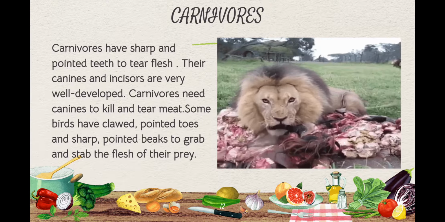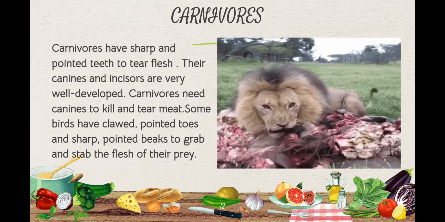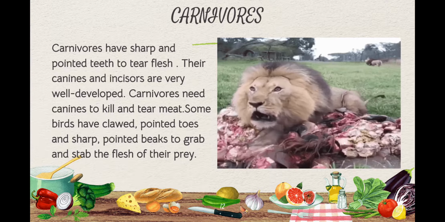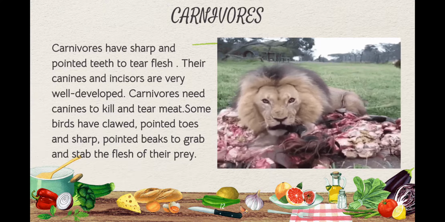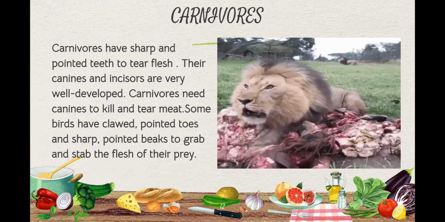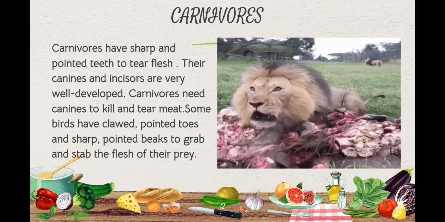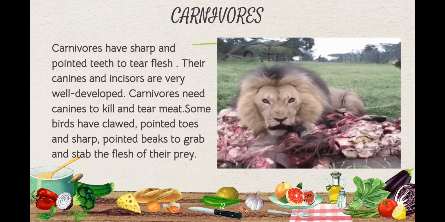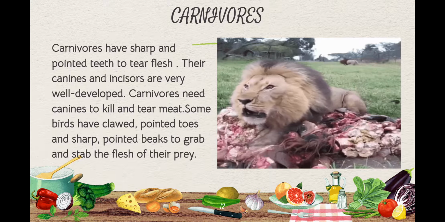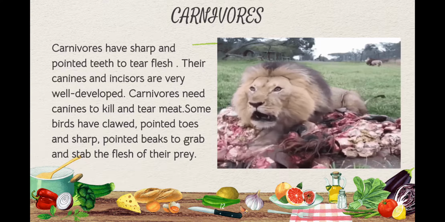Another type of consumer is carnivores. Carnivores have sharp and pointed teeth to tear flesh. Their canines and incisors are very well developed. Carnivores need canines to kill and tear meat. Some birds have clawed, pointed toes and sharp pointed beaks to grab and stab the flesh of their prey.